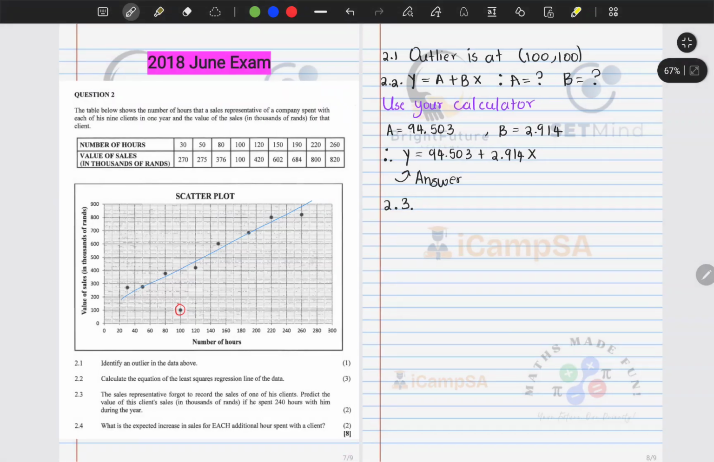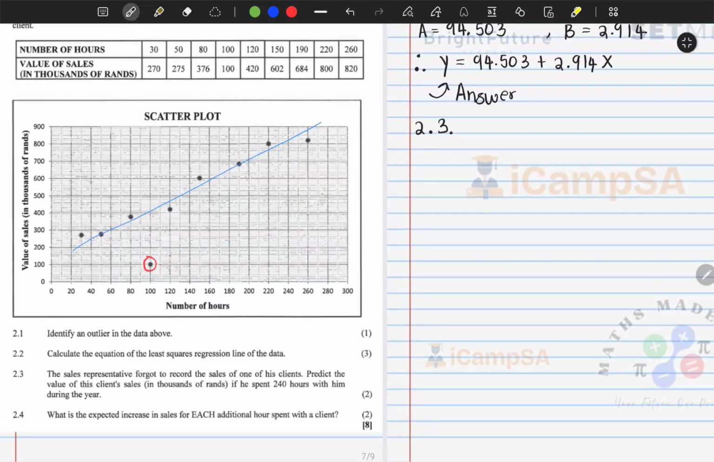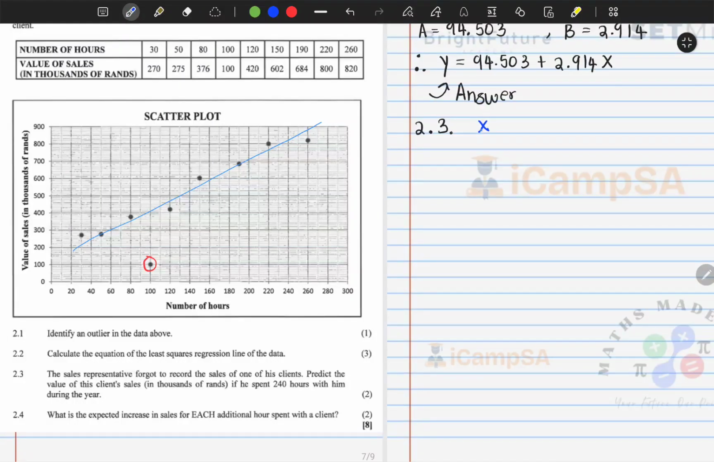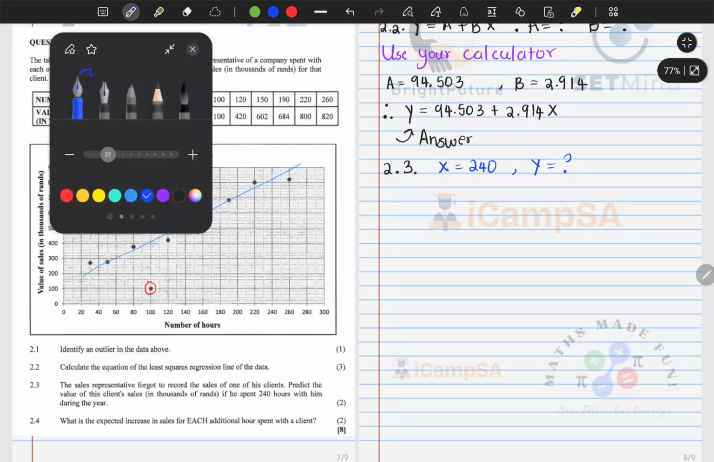So for 2.3, we are told that the sales representative forgot to record the sale of one of his clients. Predict the value of the sales client if he spent 240 hours with him during the year, right? So essentially we're given X to be 240, and we are trying to figure out how much money we would have closed with this client.